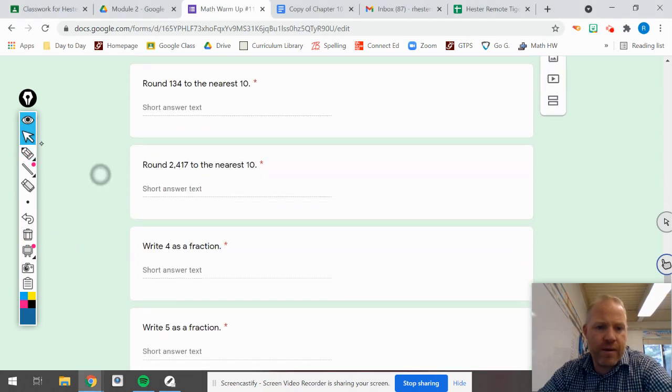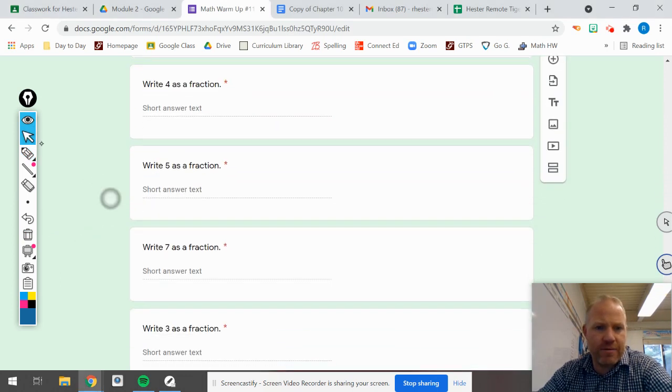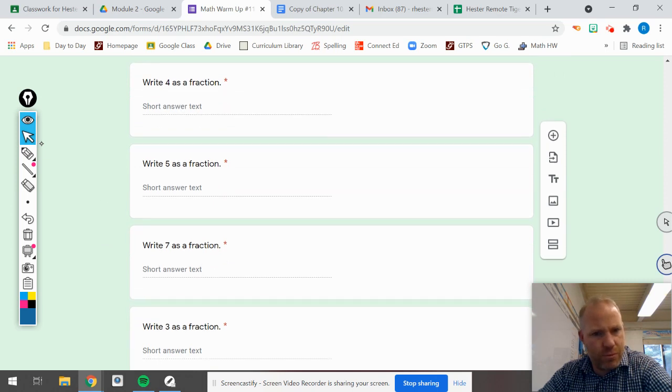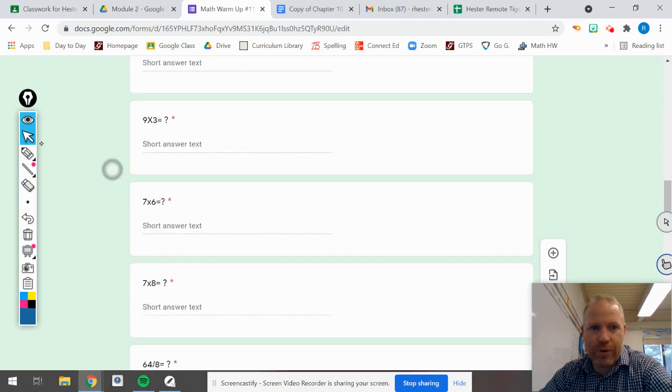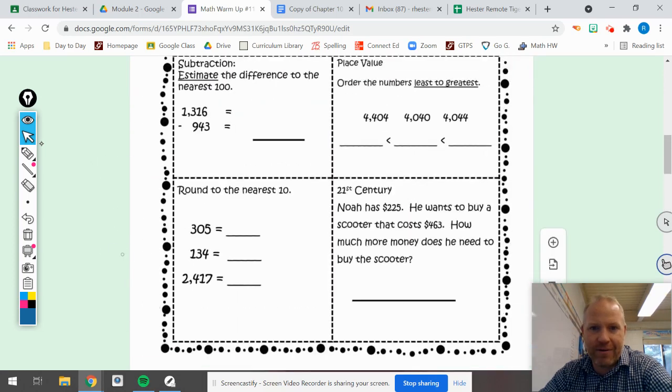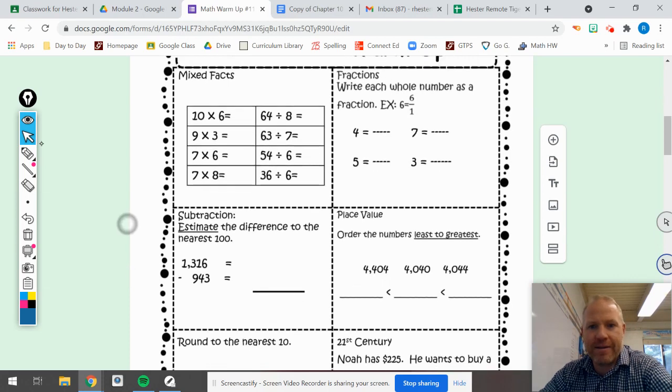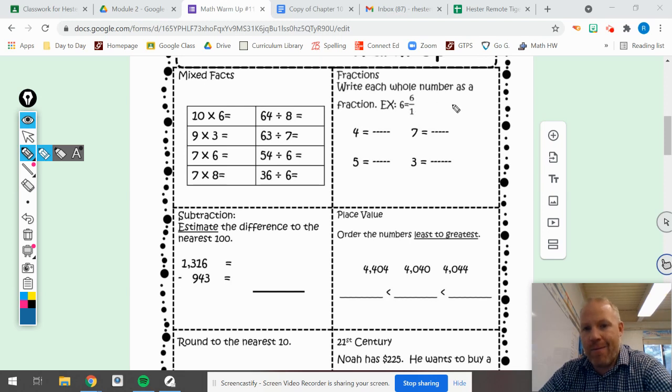Let's move on down. Write 4 as a fraction. Let's just go back up because we have not taught that yet, and there is a way to do it, but I want to make sure that that's exactly what they're looking for. So let's just take a look. Okay, so we have whole numbers, and the whole numbers we need to represent as a fraction. So we know that we're going to have a 1 in the denominator place, and that means that our whole number goes to the numerator. So 4 over 1, 7 over 1, 5 over 1, 3 over 1.